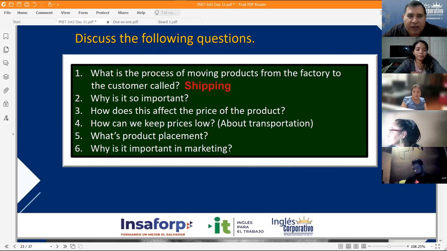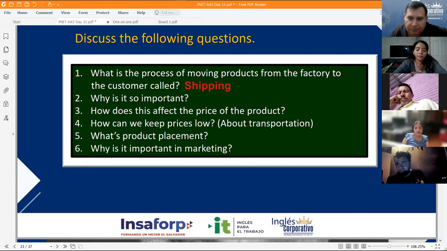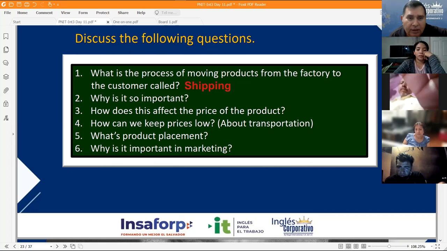How can we keep the prices of transportation low? Normally what they do is some companies associate with transportation companies. They get a deal and they are going to transport the merchandise to the factories. They will provide the drivers, they will provide the vehicles, and everything is going to be managed by the company that is providing transportation.